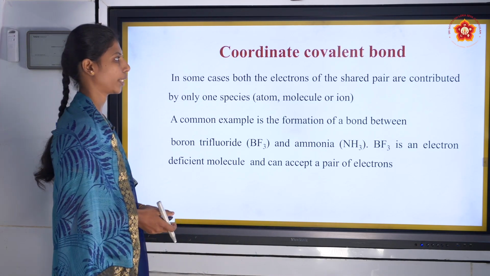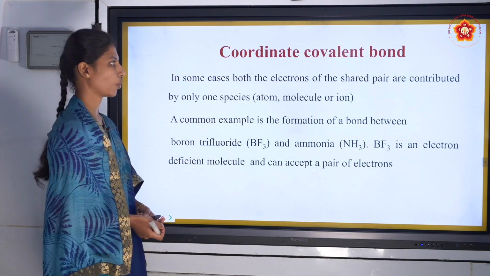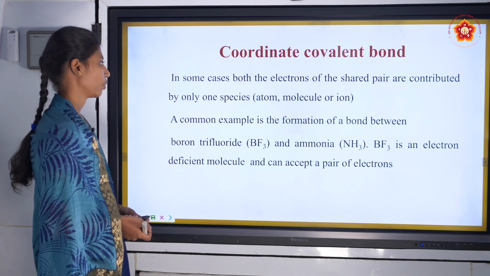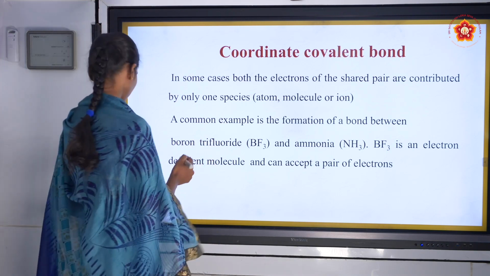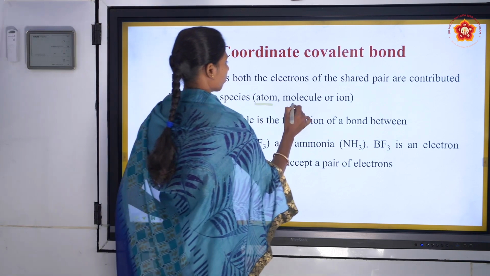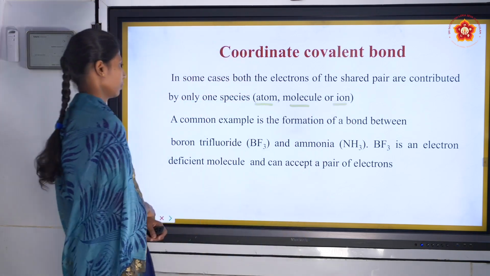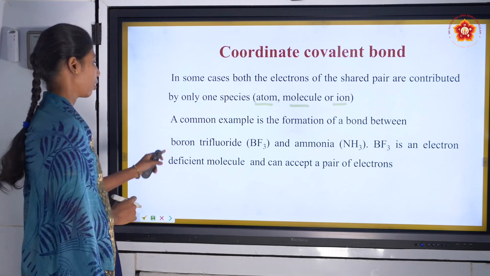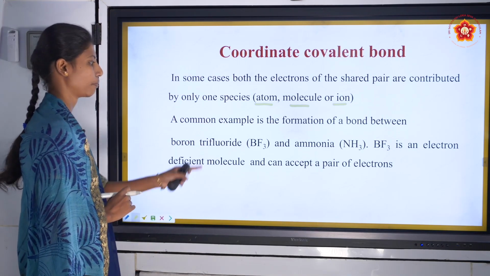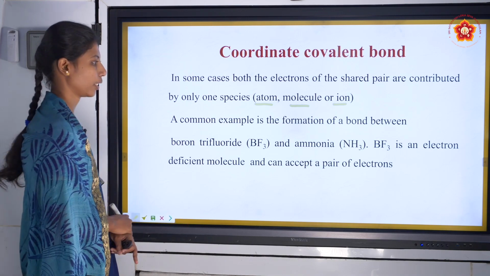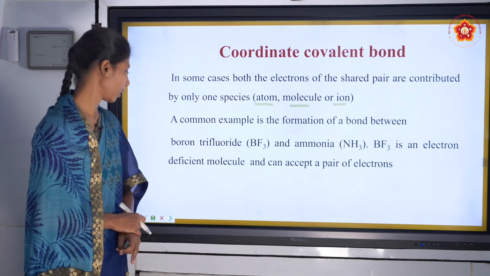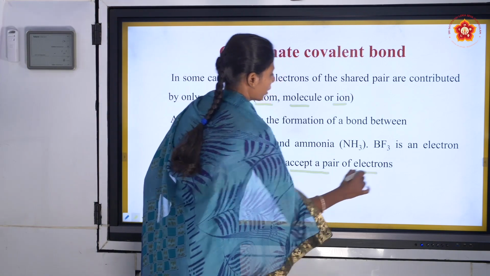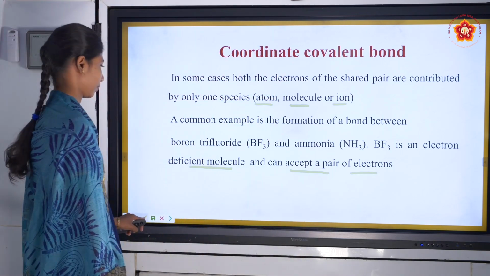Next, coordinate covalent bond. In some cases, both the electrons of the shared pair are contributed by only one species, atom, molecule, or ion. A common example is the formation of a bond between boron trifluoride BF3 and ammonia NH3. BF3 is an electron deficient molecule and can accept a pair of electrons.